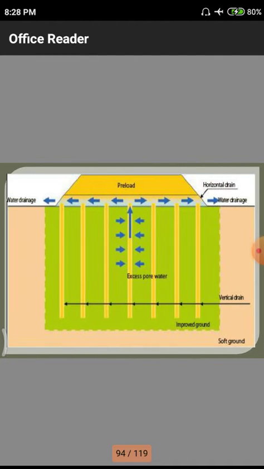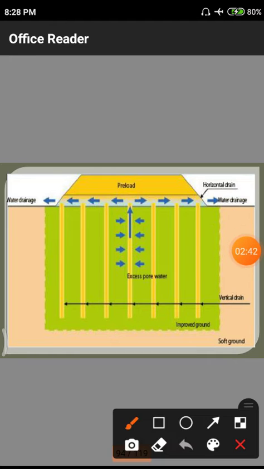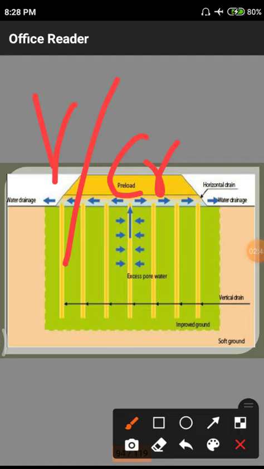It is a vertical cross section, not a horizontal cross section. If it were a horizontal cross section, we would need to see it in a top view; a vertical cross section means we have to see it in a side view.